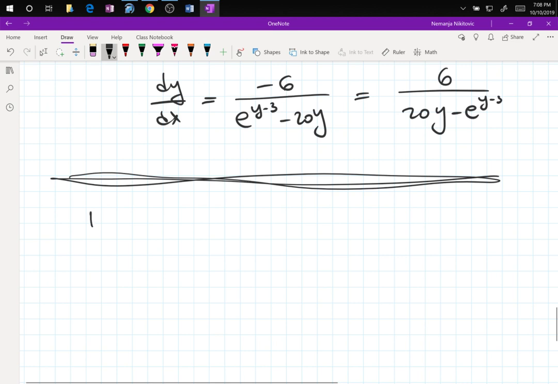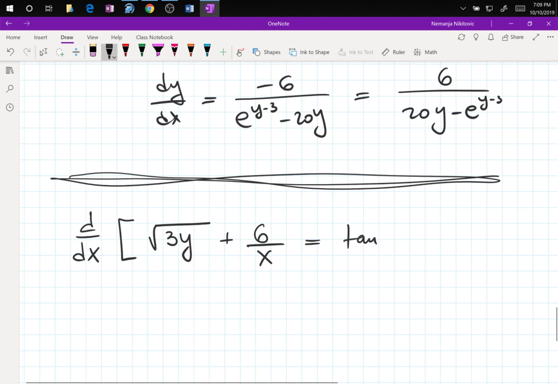So the derivative with respect to x of square root of 3y, plus, how about some 6 over x over there, equal to... should we make it terrible? Yes. Say no more. Tangent xy.